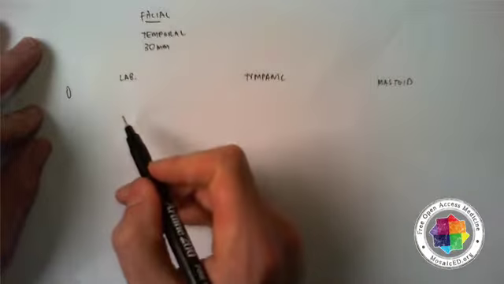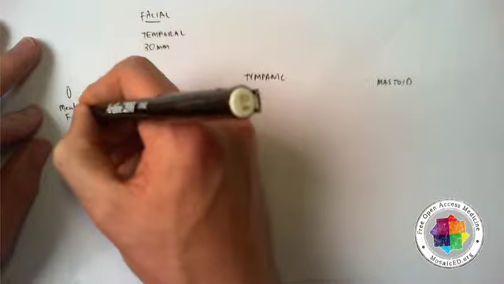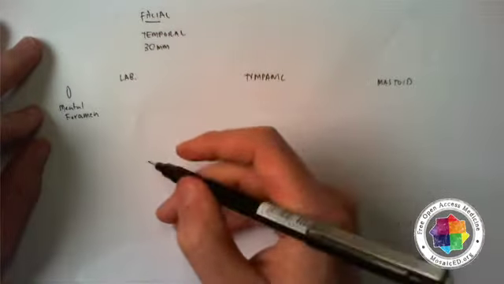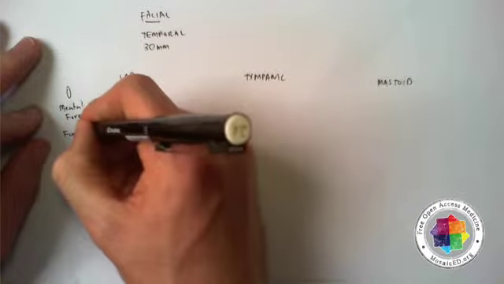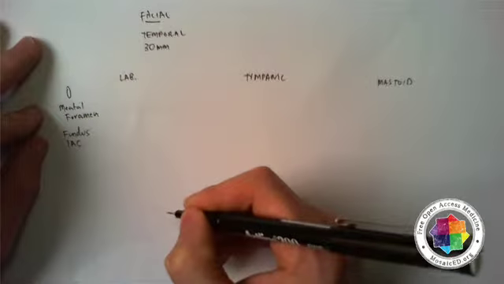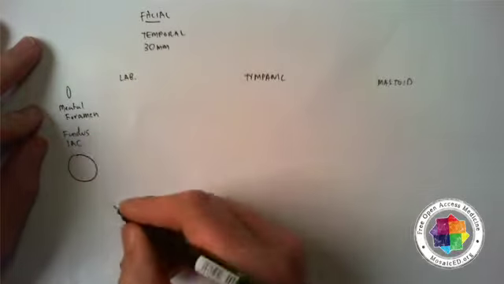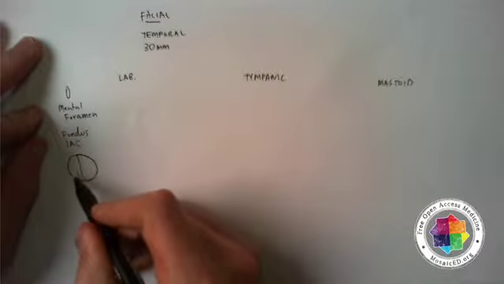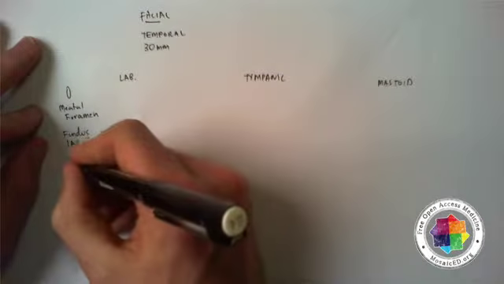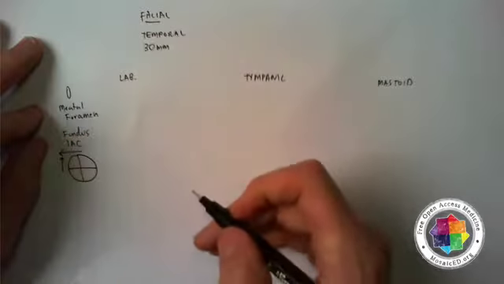the canal begins at the meatal foramen, and the meatal foramen is in the fundus, or the end, of the internal auditory canal, and the end of that internal auditory canal has four different quadrants, and the meatal foramen for the facial nerve is the anterior superior quadrant.